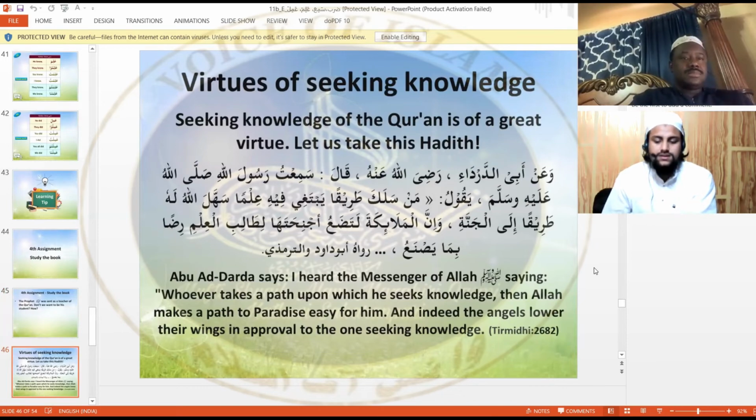Virtues of seeking knowledge. Seeking knowledge of the Quran is of great virtue. Let's take this hadith.